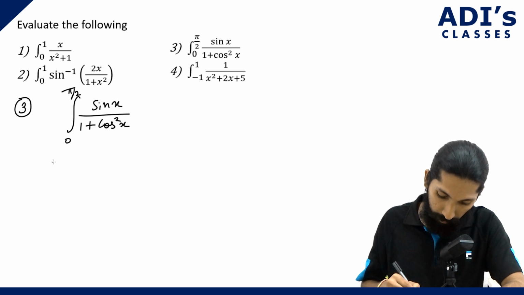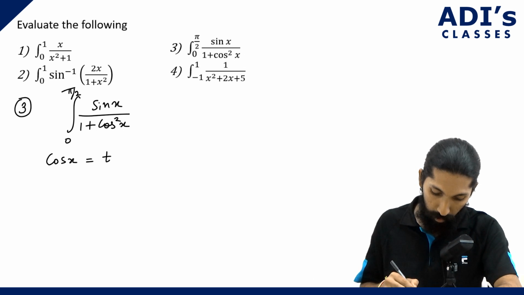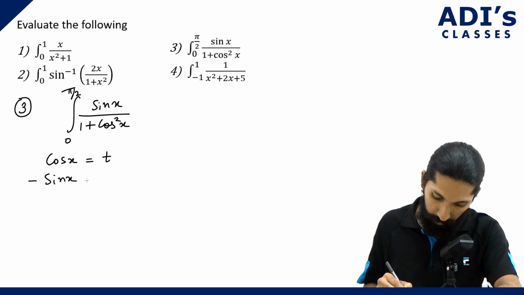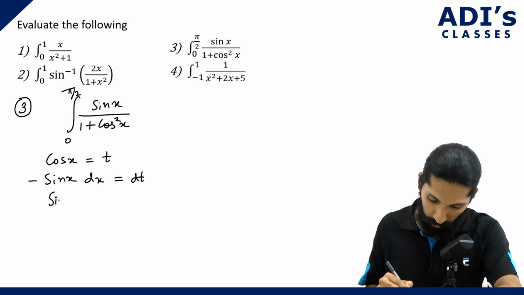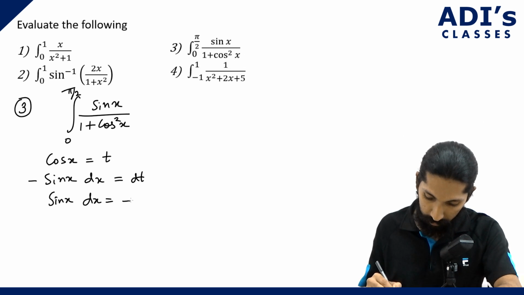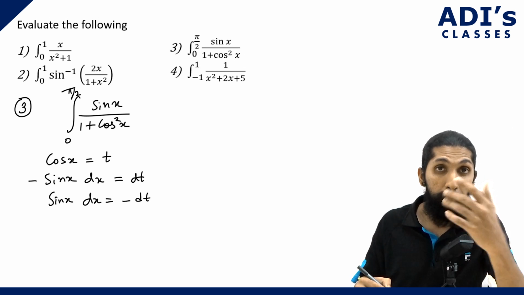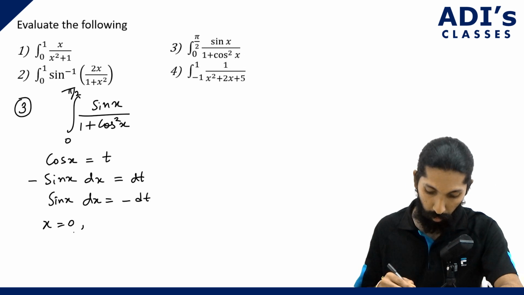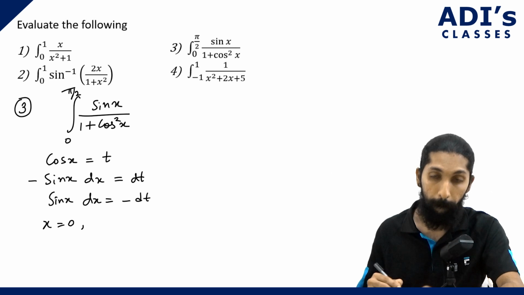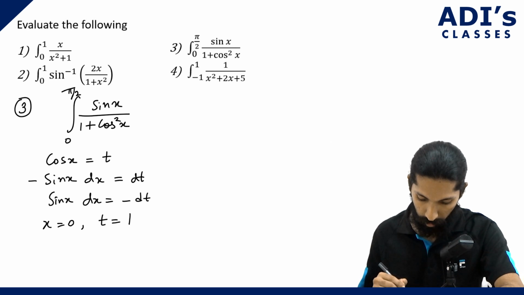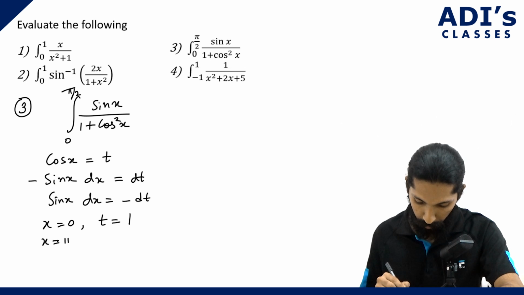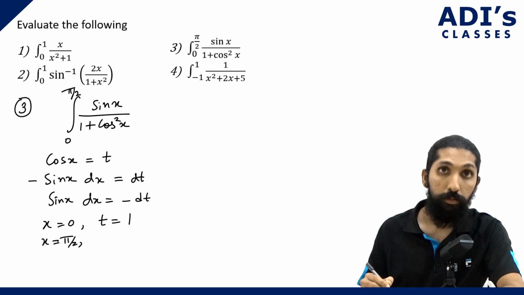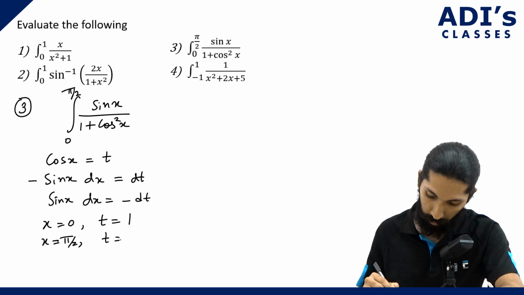Now what we'll do, we'll take cos of x as t, substitution. So we have minus sin x dx is equal to dt, or sin x dx is equal to minus dt, right? Now let's do the limit also. Now when x is equal to 0, so cos of 0 is how much? 1. So t is equal to 1. When x is equal to pi by 2, what is cos pi by 2? 0. So t is equal to 0.